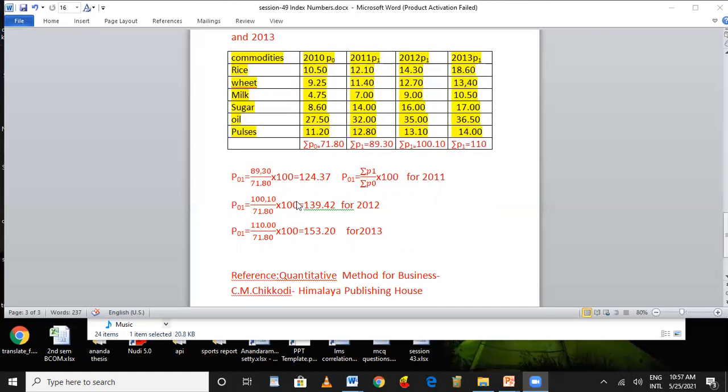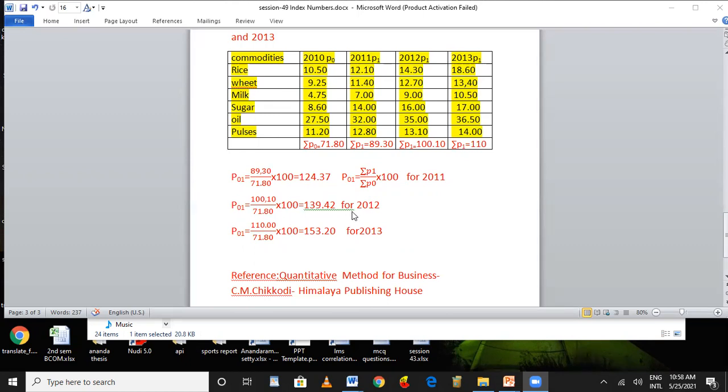So this is how we calculate it, by comparing the prices of the current year with the base year. Here the current year is 2011. For 2011, the total of the current year is 89.30, whereas for the 2010 base year it is 71.80. We are comparing the current year to the base year, and so we get the index number by the aggregative method.